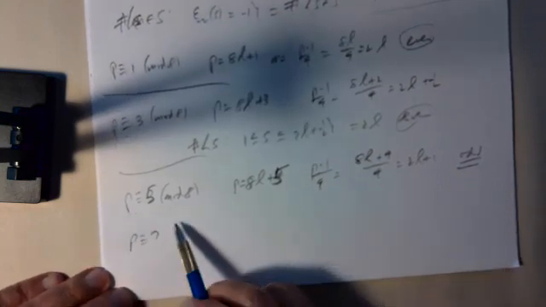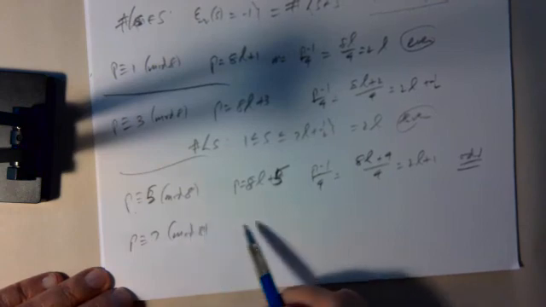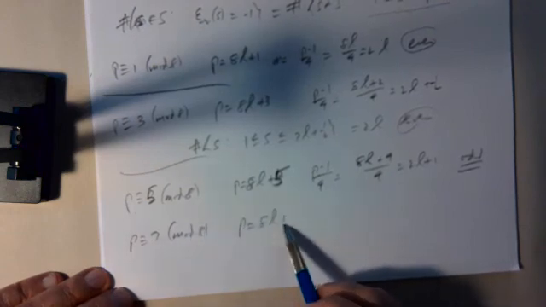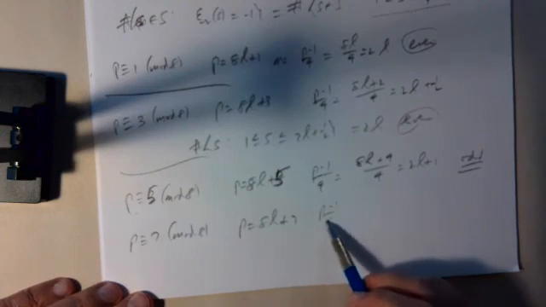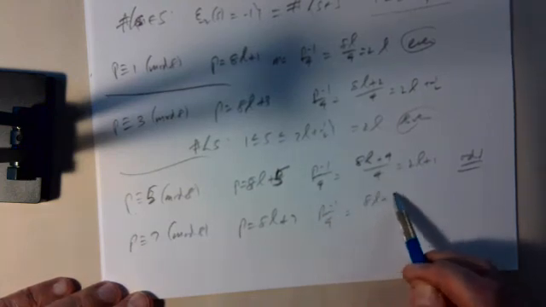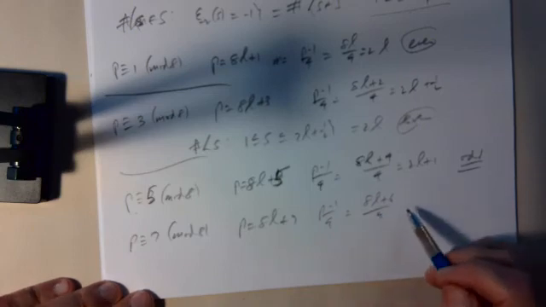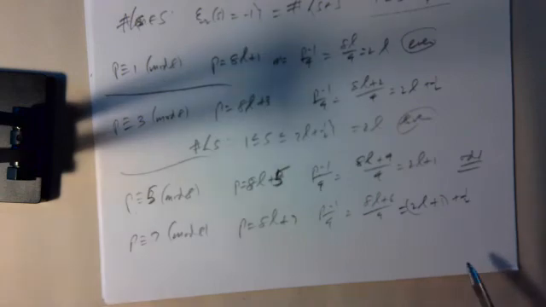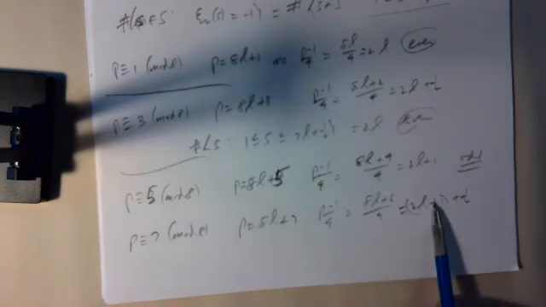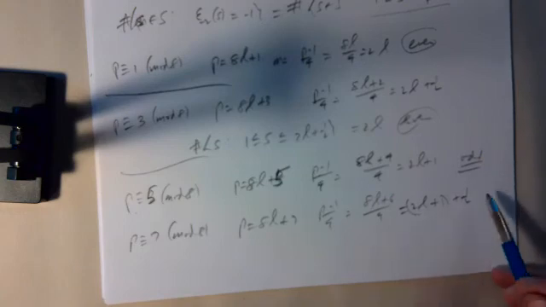And if P is congruent to 7 mod 8, then P equals 8L+7. So (P−1)/4 is (8L+6)/4. That's 2L+1 plus a half. The number of integers from 1 to 2L+1 plus a half is 2L+1. It's odd.